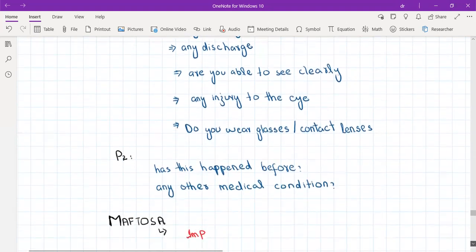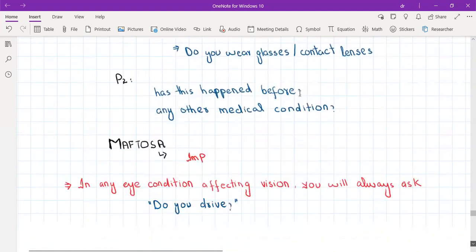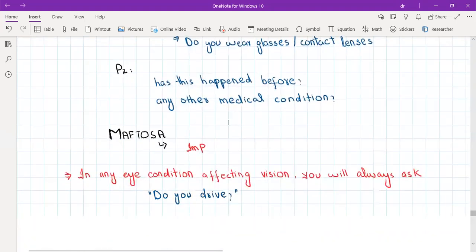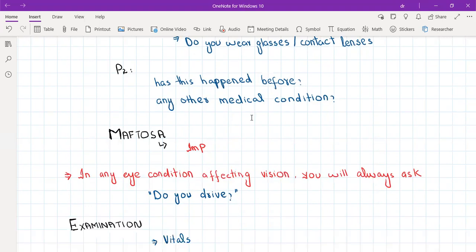And then you will go to the past history. So in past history, you will ask, has this ever happened before in any other medical condition at all? Other medical conditions like high blood pressure and diabetes are all important because they can affect the eye. For example, a hypertensive patient can have hypertensive retinopathy, and a diabetic patient will have diabetic retinopathy. An obese patient with metabolic syndrome can have central retinal vein occlusion. So other medical conditions are also important.